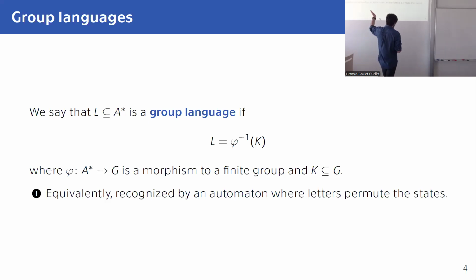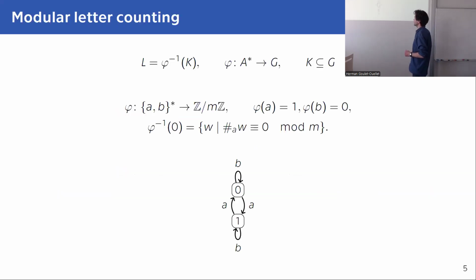And this is equivalent to being recognized by an automaton where the letters permute the state of the automaton. Okay, this is not completely obvious, but there's this little construction that you can do to pass between this point of view and this point of view. So let's do a concrete example.